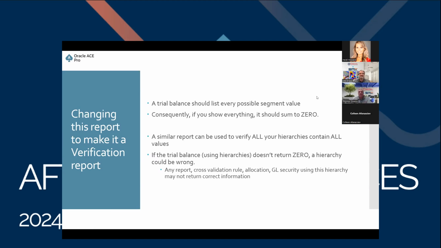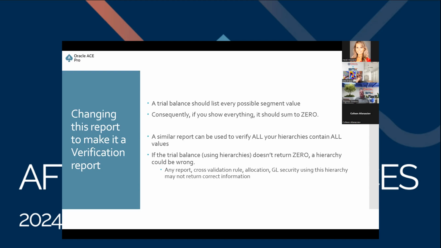All right. So a trial balance, as Lee said, should contain every possible segment value, right? That's the kind of definition. A trial balance, if it is right, the beginning balance, the ending balance should tie to 0. And obviously your debits and credits for your period to date activity should tie. That's kind of straightforward. So you can use a similar report to verify your hierarchies in all your values.